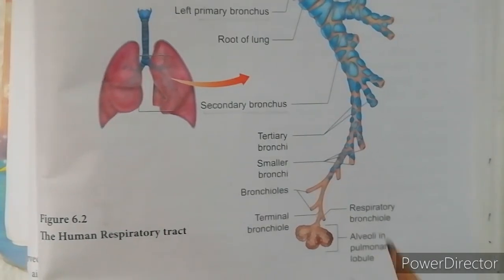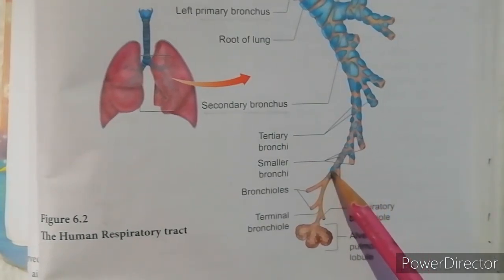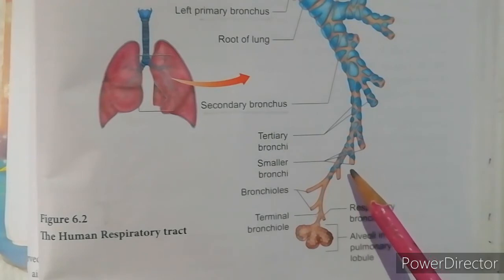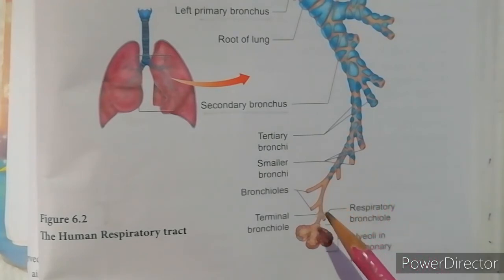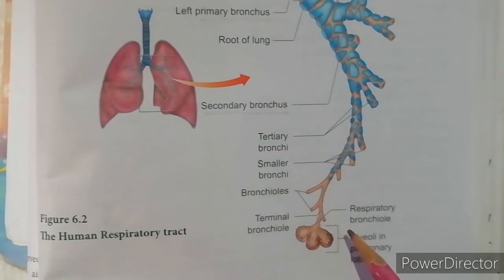So listen. Till the tertiary bronchi, there are cartilage plates. But there are no cartilage plates in the terminal bronchioles as well as the respiratory bronchioles. Do you get me? This part consists of smooth muscles. During respiration this muscle contracts and relaxes. When the air is coming inside, it should relax. When the air is moving outside, it should contract, right? For this process, the smooth muscle helps.